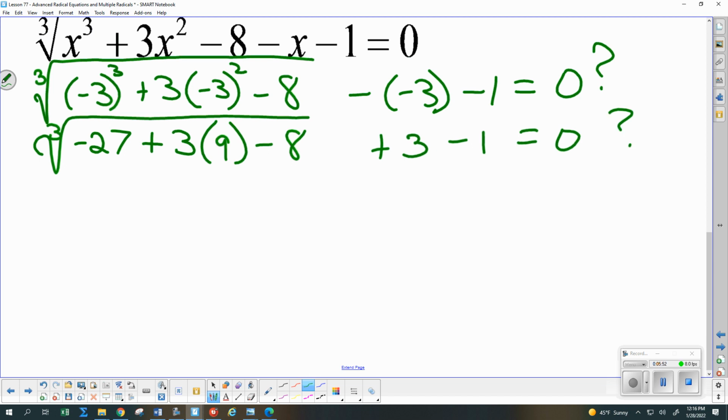What is 9 times 3? Put that together with negative 27, and we have minus 8. So now we have the cubed root of negative 8 plus 3 minus 1. So plus 2, we want to know if that's 0.